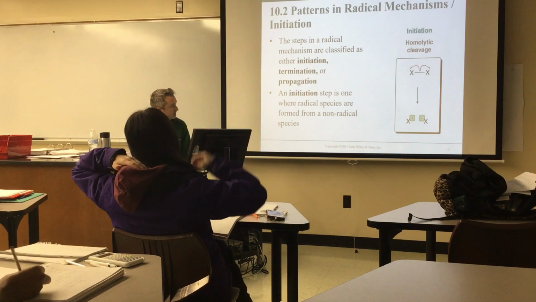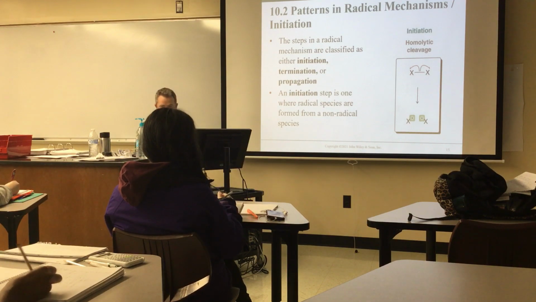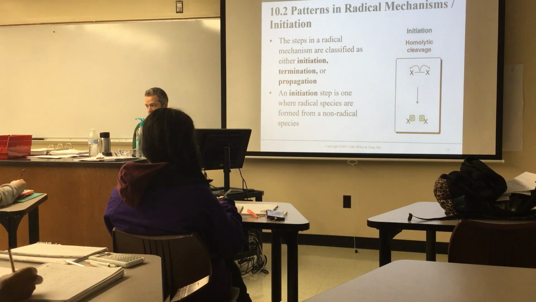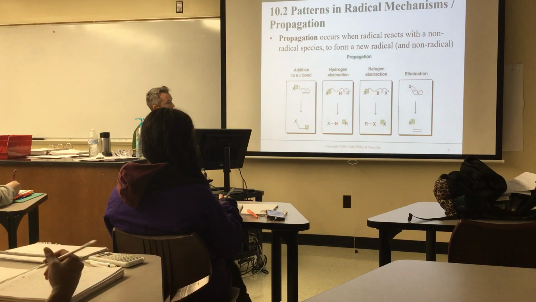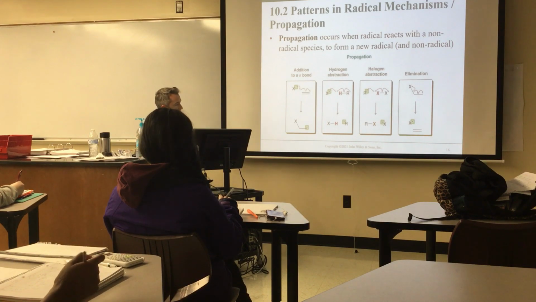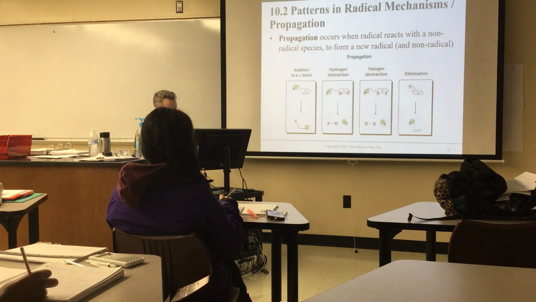So we had looked at what came next, and we had started to talk about propagation. Propagation is the next step when the radical begins to react with other non-radical species. And we went through a series of different types of propagation that were common radical mechanisms or common radical reactions that took place, and we listed all those on the board. Here's just a few of those that we had discussed.